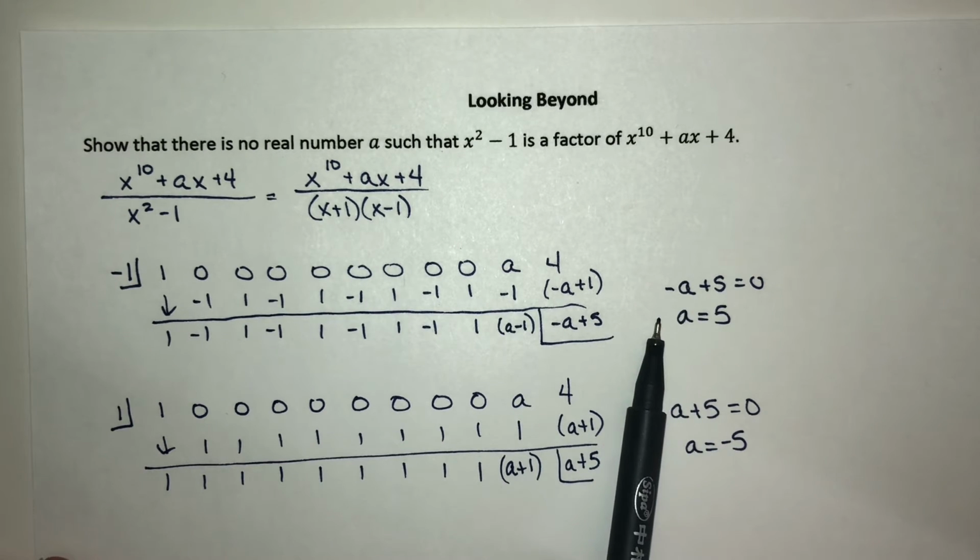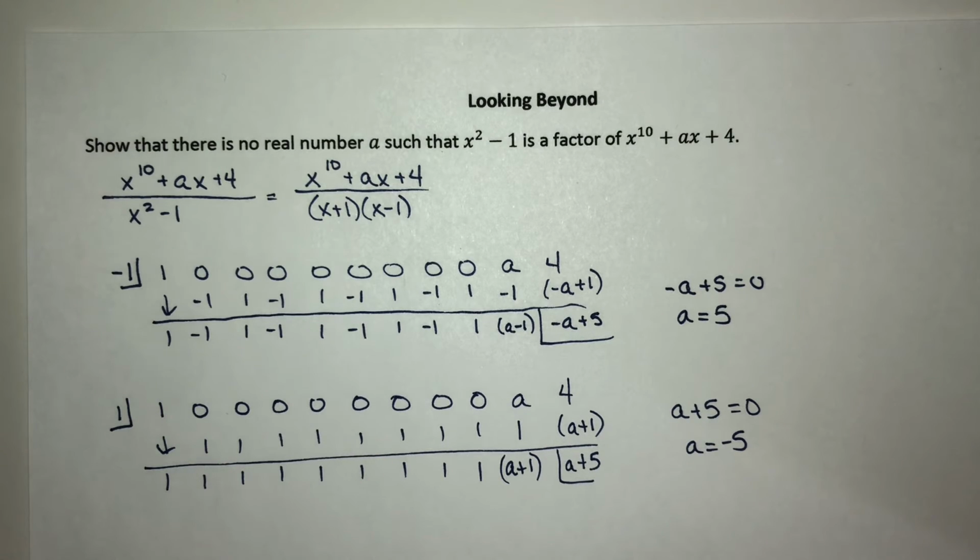This one requires that a is 5. This one requires that it's -5. So we don't have one a value that works for both.